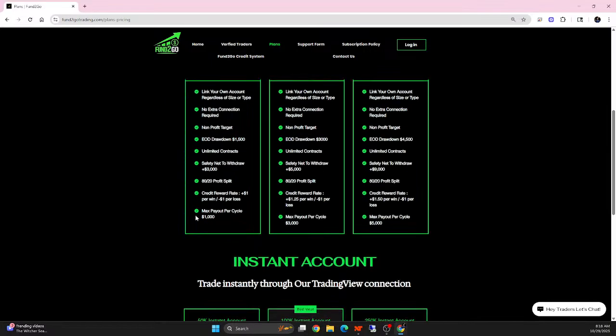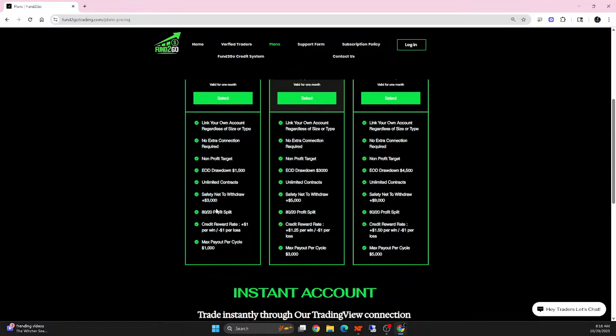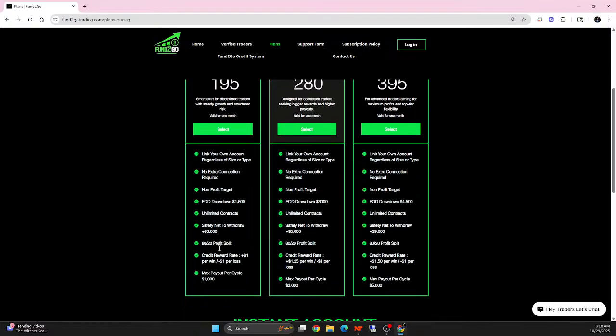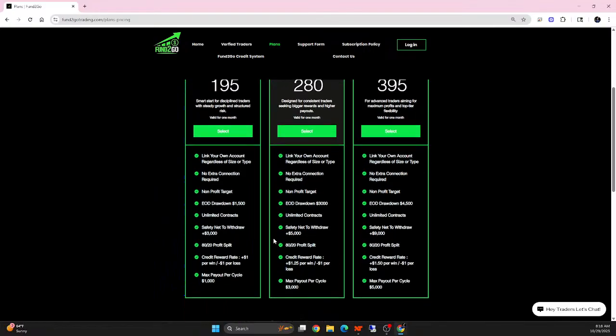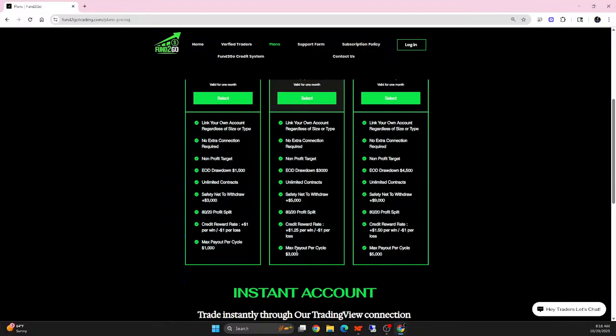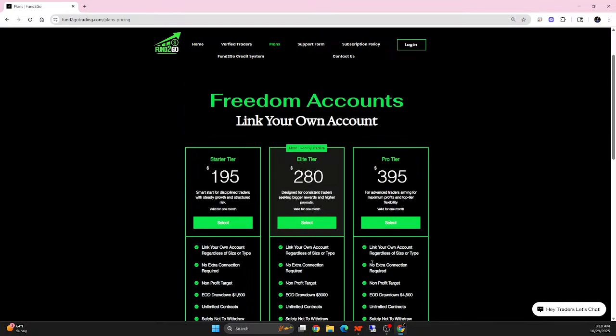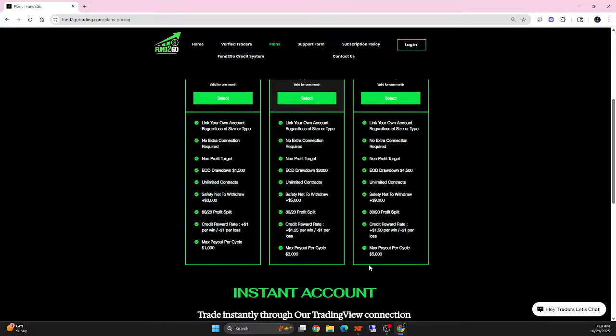For the starter tier, the max payout per cycle is $1,000, bi-weekly, which means $2,000 per account, per tier. Remember, you can link whatever account you want. Elite, $3,000 per cycle, which means $6,000 per tier. Pro, $5,000 per cycle, which means $10,000 per tier, max payout.